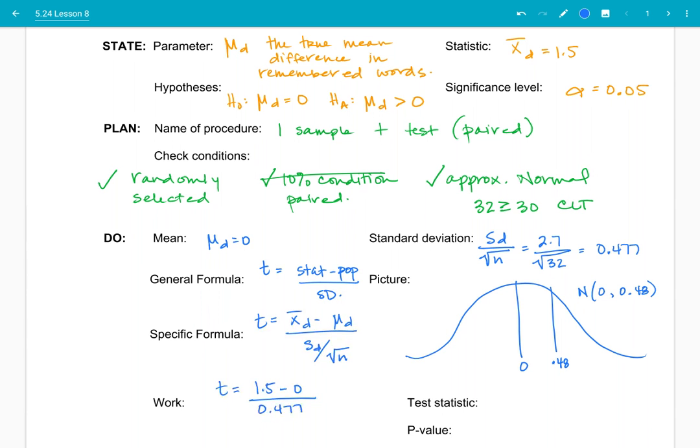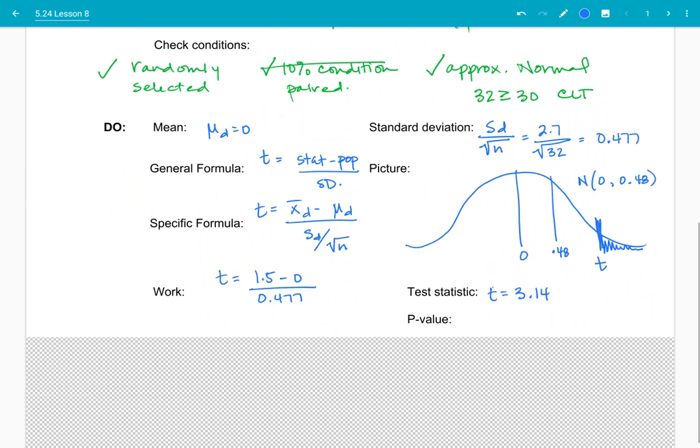That means t is going to be plus or minus, oh, no, just kidding, just plus. T is going to be 3.14, which is 3 standard deviations above the mean, all the way over here. Not a lot of area left under that curve.